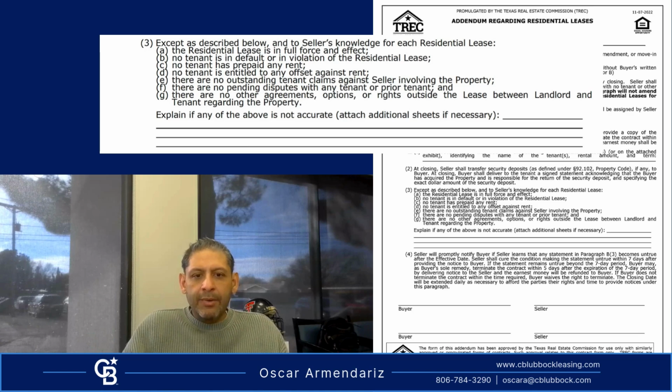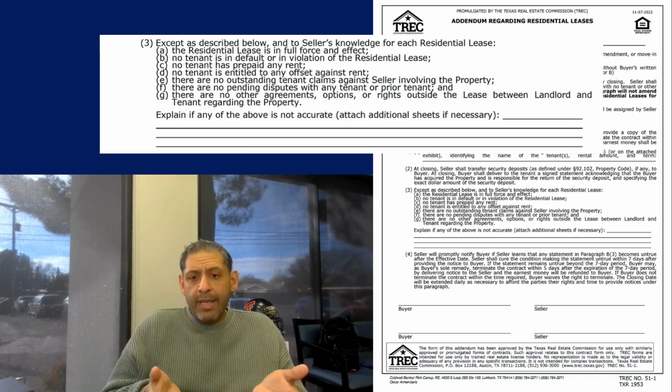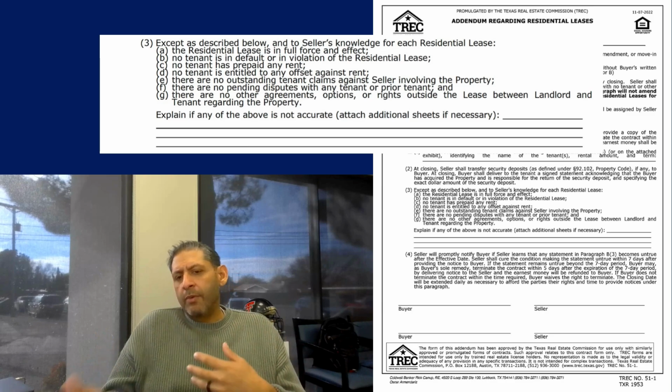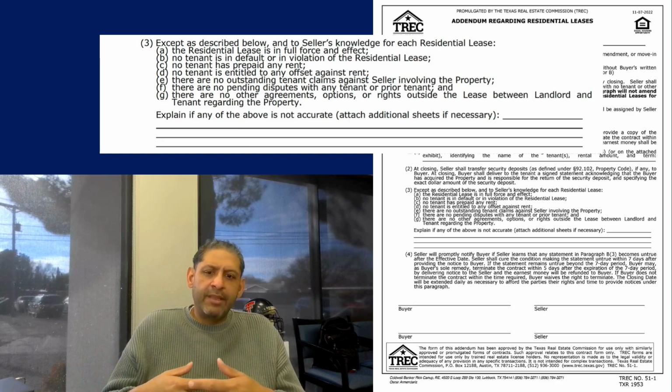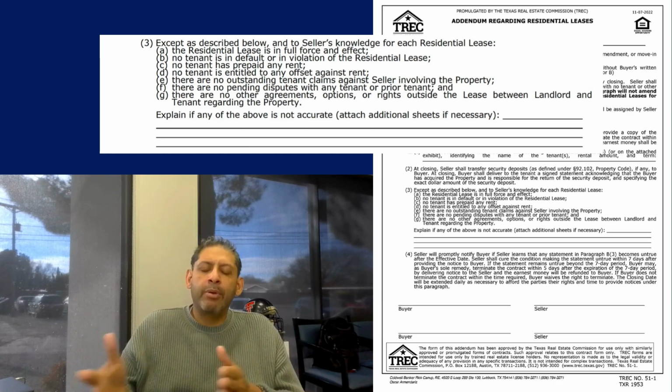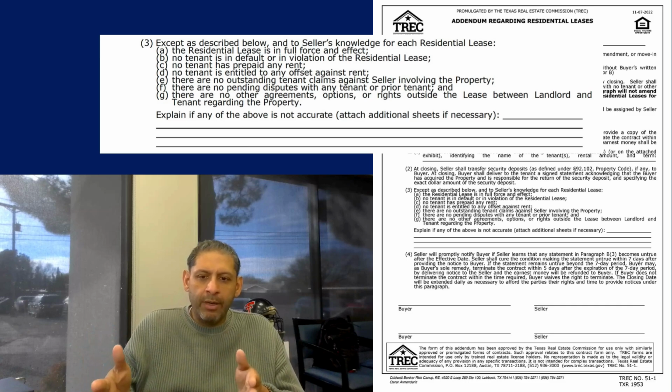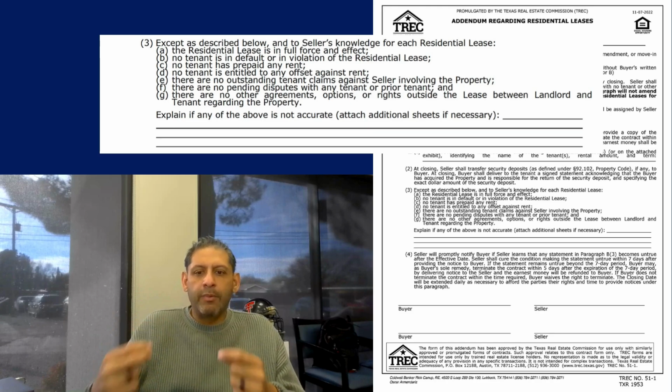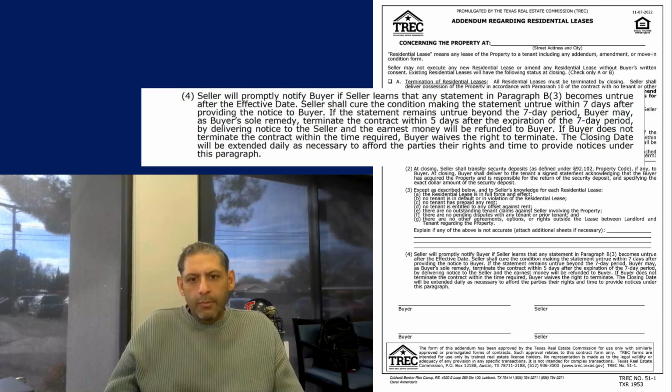You also need to see if there are any other arrangements, options, or rights outside the lease between the landlord and the tenant regarding the property. This usually happens when a tenant has been in the property for a really long time. Maybe 5 years ago they signed a lease that said no dogs, but now they've got a pet, and the owner has been really good about it. They know the pet isn't causing any damage, and they've just allowed it, but it's not in writing anywhere. These are things you need to be aware of. That's why it's really important to get a copy of the lease as quickly as possible, so you can review it.